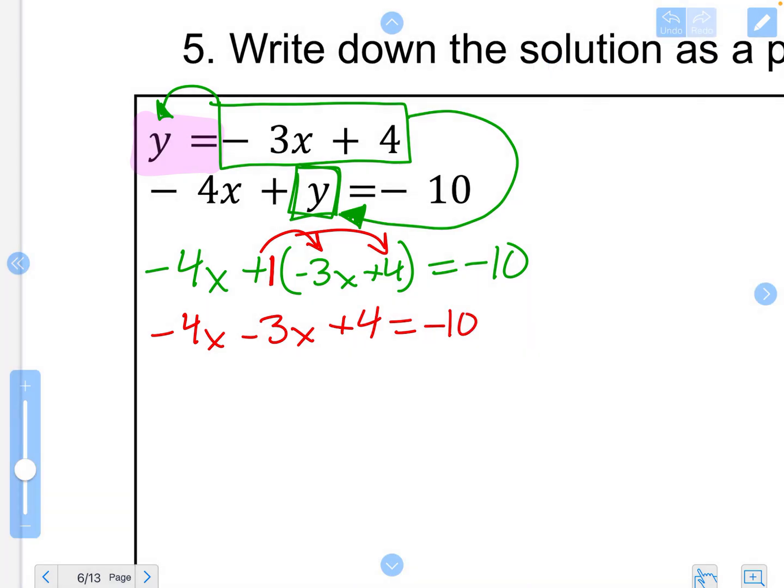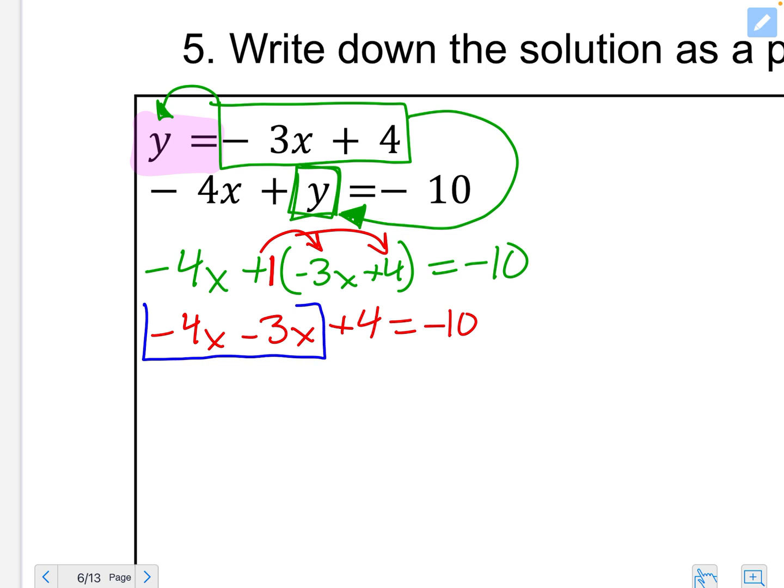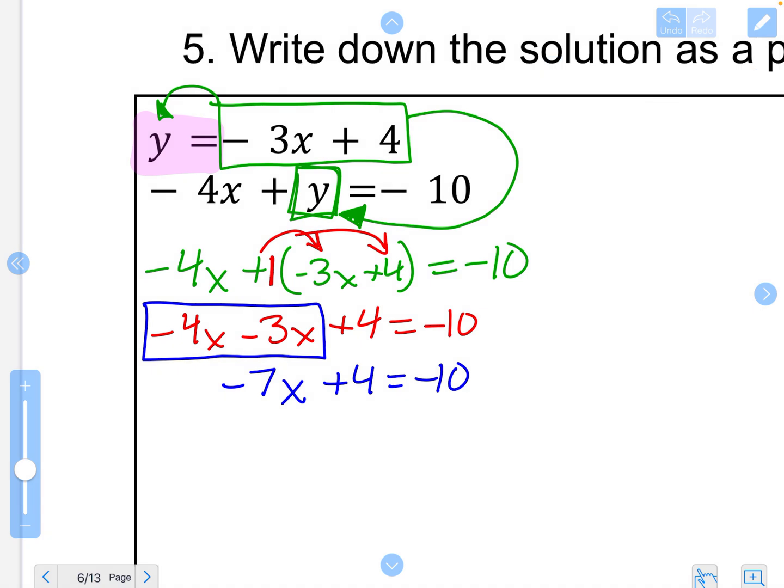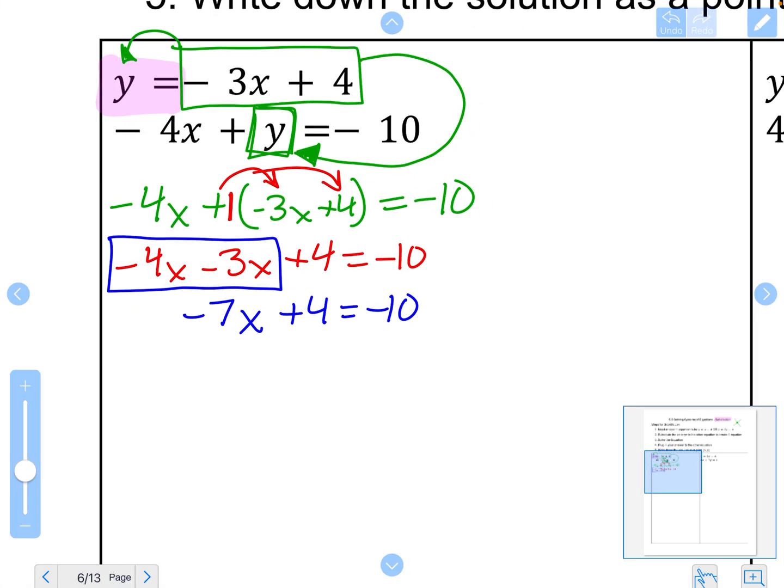So now we look for like terms. So both negative 4x and negative 3x are like terms. So I'm going to go ahead and combine them. So negative 4 minus 3 is negative 7x. And then I'm just going to write down the rest of my equation. And so now we've got an equation that we can solve.